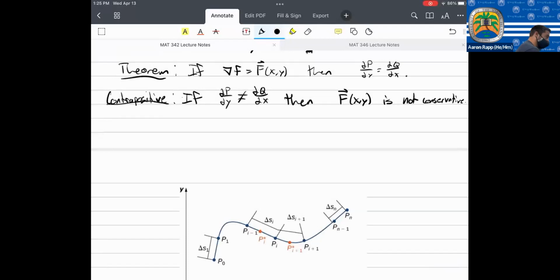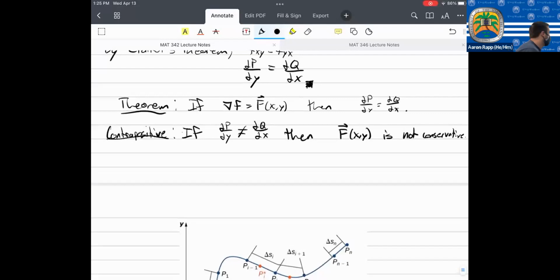So for a vector field to be conservative, you take that component. P is usually the x component. Take the partial with respect to a different component's variable, and make sure it's equal to that other component, your y component, its partial with respect to the first component's variable. Check. If they're not equal, it's not conservative. If they are equal, it might be conservative.